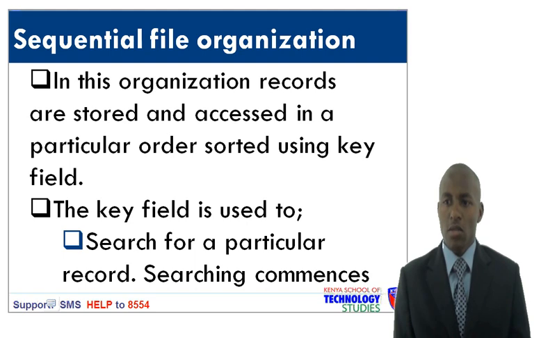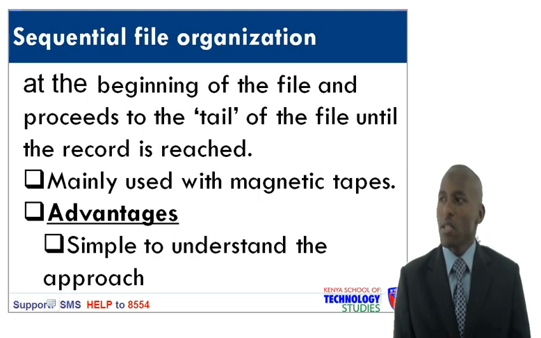In this organization, records are stored and accessed in a particular order, sorted using a key field. The key field is used to search for a particular record. Searching commences at the beginning of the file and proceeds to the tail of the file until the record is reached. It is mainly used with magnetic tapes.